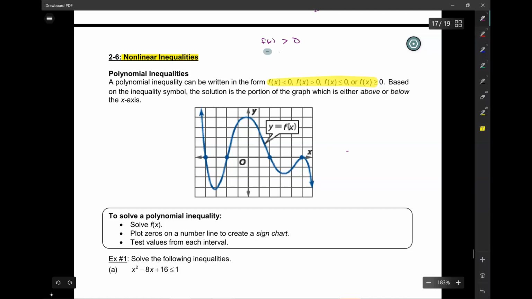If I have f of x is greater than 0, that means the function is greater than 0. And another word for greater than 0 is the function is positive, right? So greater than 0 means it's positive. And what that means is that if it's positive, it's above the x-axis. All right, so let's take a look at the function here.